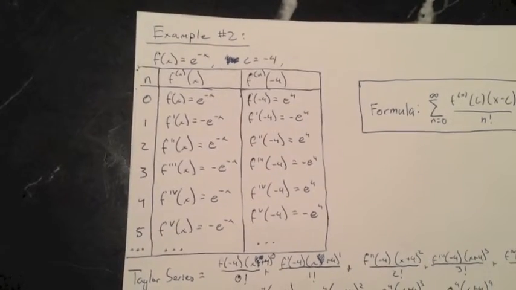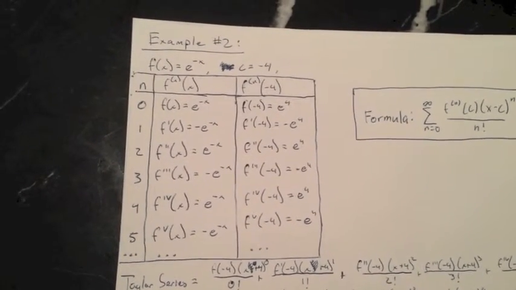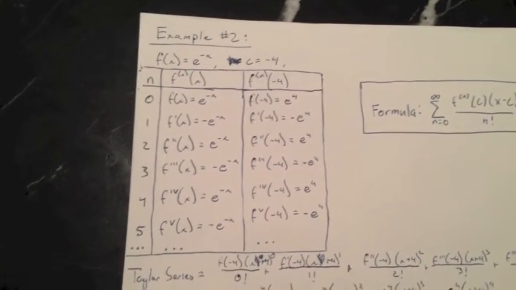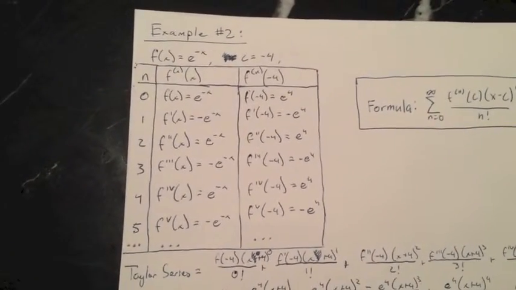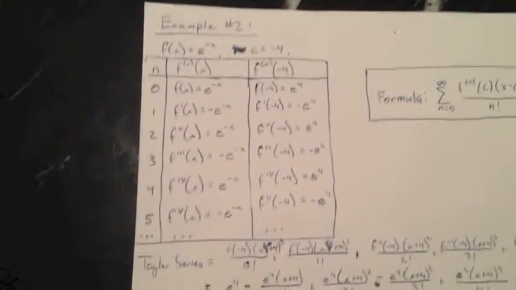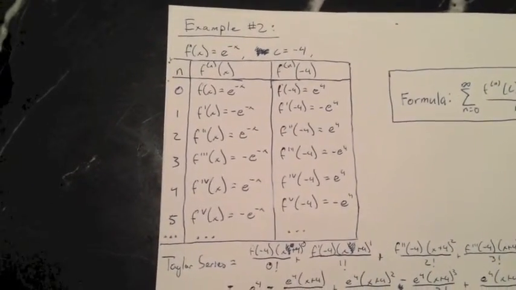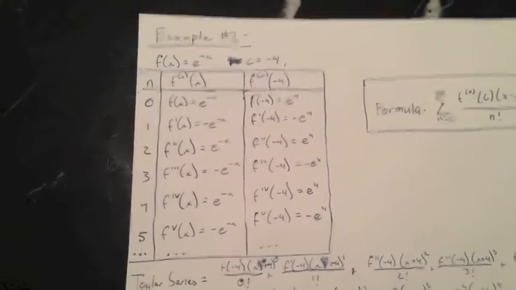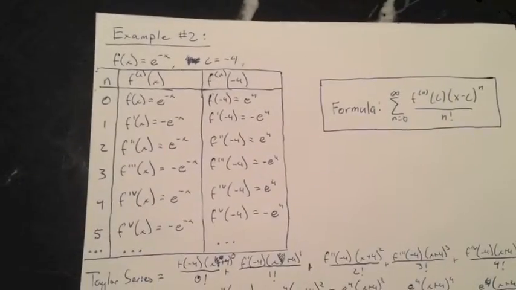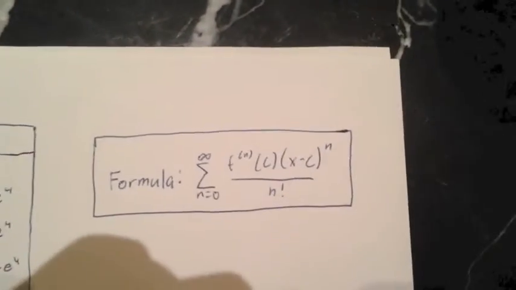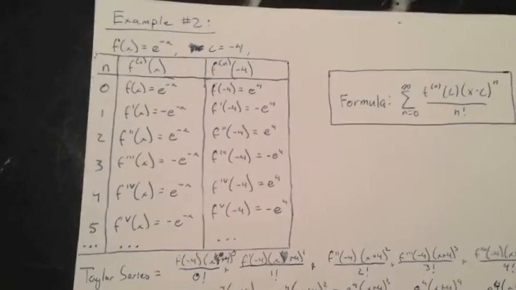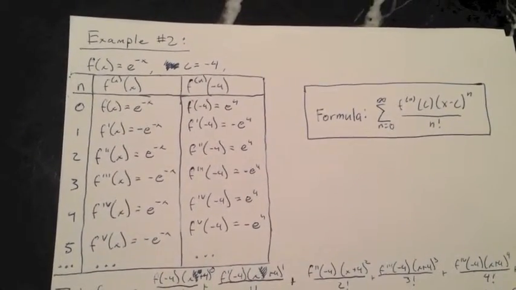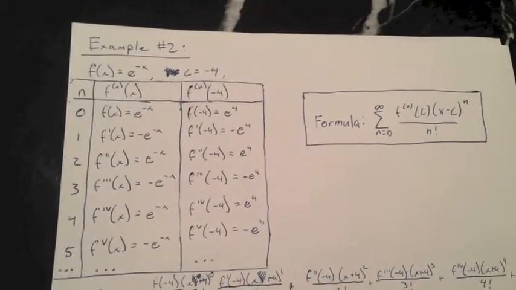So when n equals 0, f of x, or just a regular function, is e to the negative x. The first derivative is negative e to the negative x. Second derivative is e to the negative x. Third derivative is negative e to the negative x, and so on and so forth, alternating. And now we plug in x equals negative 4 for all of these derivatives in order to find the necessary values to plug into this formula right here for Taylor series. Alright, so f of negative 4 equals e to the 4th. The first derivative at negative 4 equals negative e to the 4th.